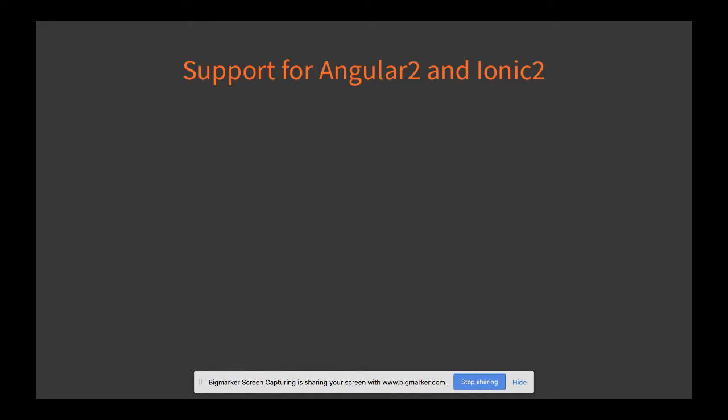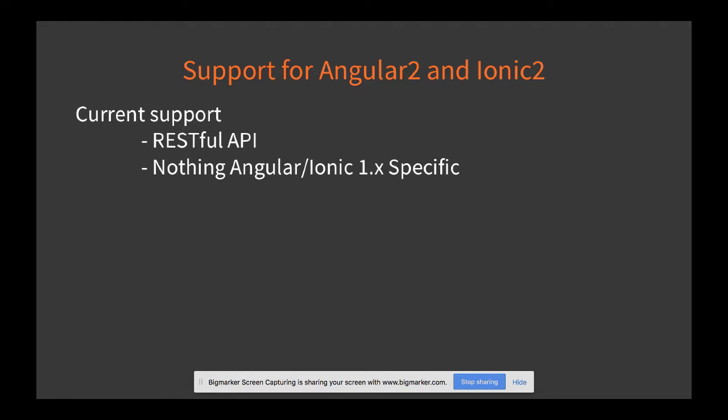So right now, just to recap, the backend support for Angular 2 and Ionic 2 is that we are a RESTful API contactable over the web, so you don't have to worry about any framework-specific oddities or any framework-specific functionality. So as I mentioned, we have nothing Angular or Ionic 1.x specific. If you have an existing Angular 1 application that you want to migrate to Angular 2, all you would really need to do is swap out a few of the basic API calls or SDK calls to have your application connect to your backend.